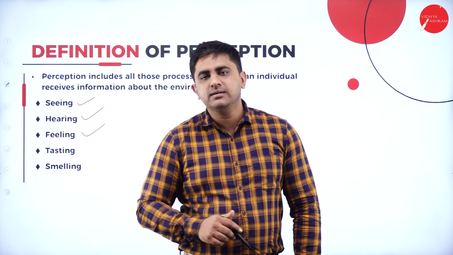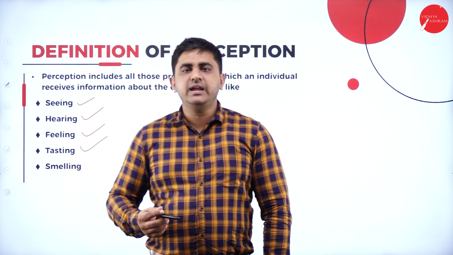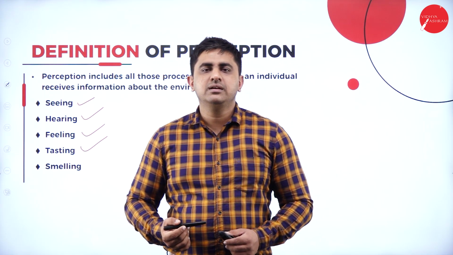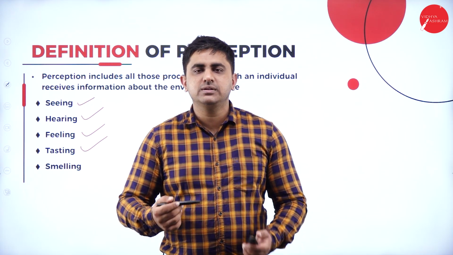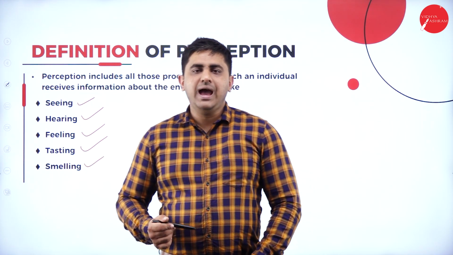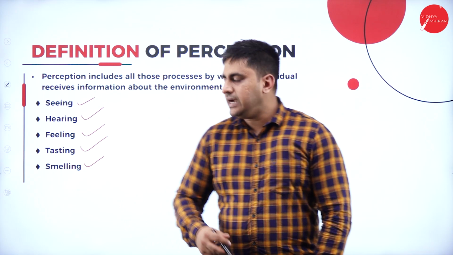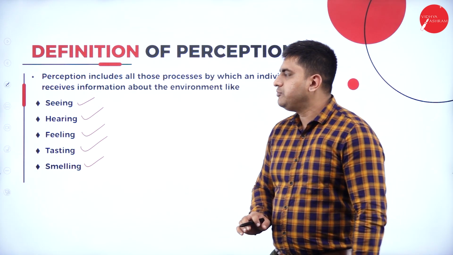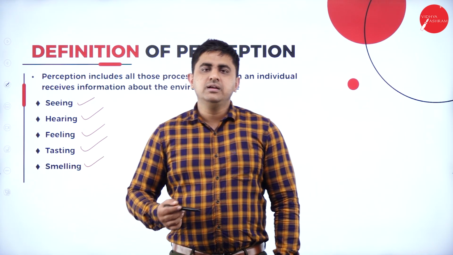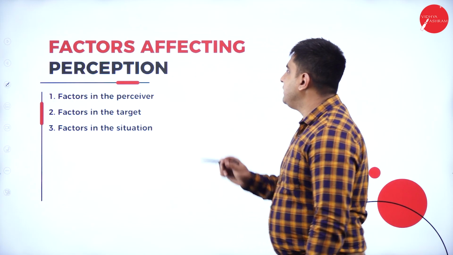That is your feeling. Then tasting. What is basically tasting? You eat very tasty food, so you have a positive perception. On the other hand, if you taste food which is not tasty, you are unhappy because it is not tasting good. That is a negative perception. And smelling. You smell something very pleasant, you feel happy. You smell something very odd or foul, then you are not happy with it. So that is smelling. This is the definition of perception. Perception is nothing but your viewpoint towards an object, individual or anything of that sort.